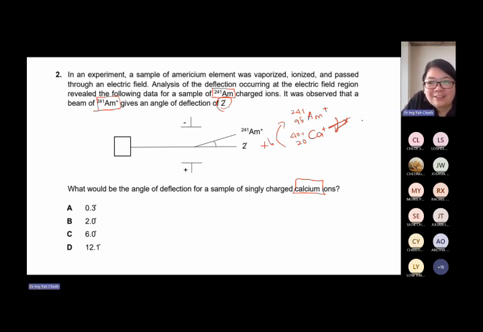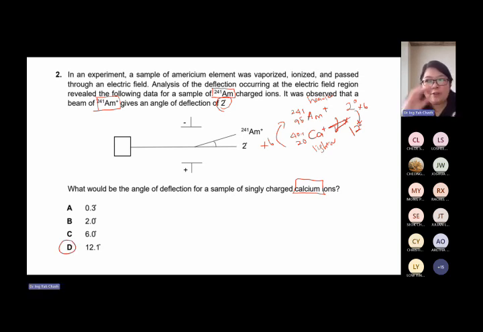So that means the deflection angle, this is 2, right? This one should be 6 times more deflected because this is lighter, this one heavier. Heavier by how many times? 6 times. Lighter by how many times? 6 times also. So the angle of deflection should also be times 6 for calcium. So it becomes 12. So which is the closest answer to 12? Okay, the answer is D.